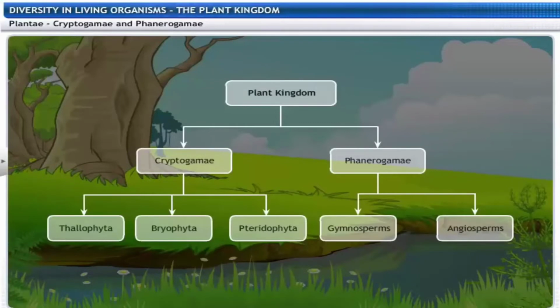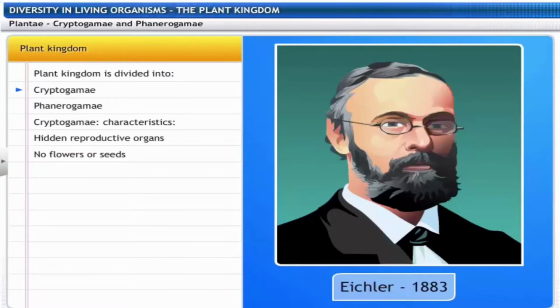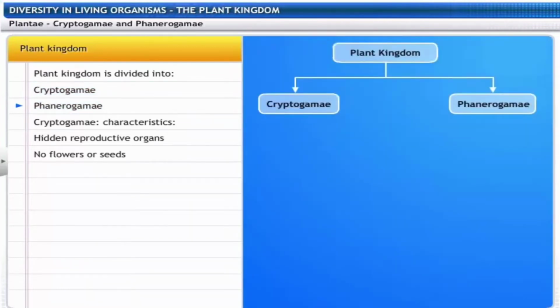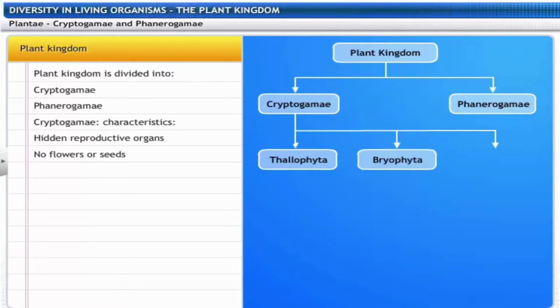Now let us look at this classification in detail. In 1883, Eichler classified the plant kingdom into two subkingdoms, cryptogamia and phanerogamia. The characteristics of cryptogamia were that they had hidden reproductive organs and they do not bear flowers or seeds. Cryptogams are further divided into three groups: Thallophyta, Bryophyta and Pteridophyta.